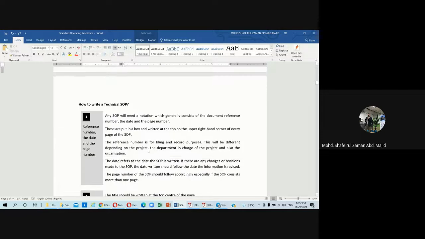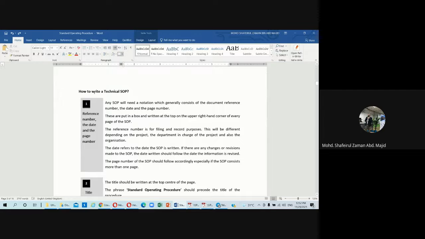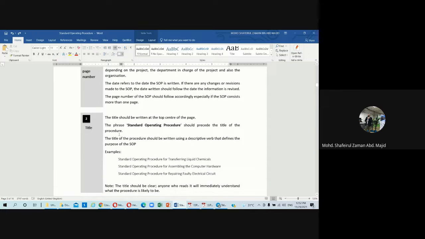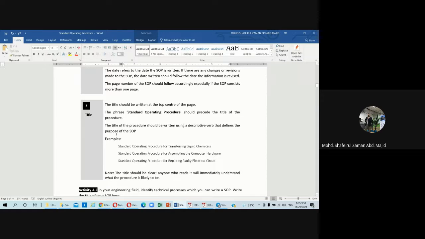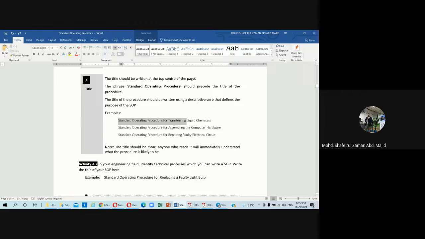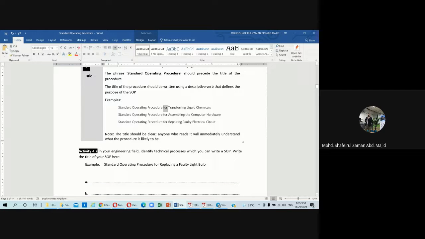So if you scroll down a bit, how to write a technical SOP, you can see number 1, what do you need to have there? Number 2, okay, for the title, example, standard operating procedure for transferring liquid chemicals. So you use the word for here. Okay, so notice on that thing. Right, or the second example, standard operating procedure for assembling the computer hardware. So still using the word for.